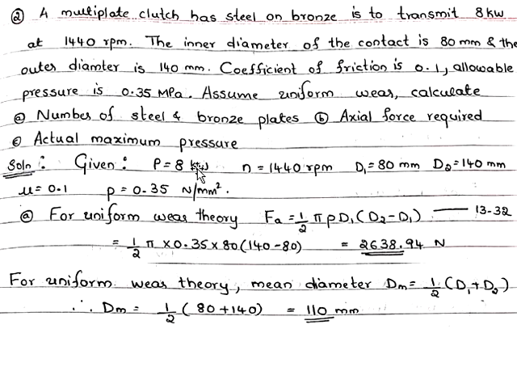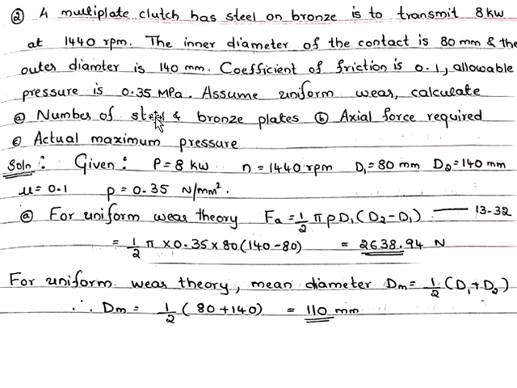So in this question, power is given. Go through the first sentence. Power transmitted is given. RPM value is given, 1440. Inner diameter D1 and outer diameter D0 values are given. Coefficient of friction is given, 0.1. Here DI and D0 can be written like D1 and D2 also. So DI is equal to D1 and D2 is equal to D0. Coefficient of friction is 0.1 and allowable pressure, that is P value, is 0.35 megapascal.